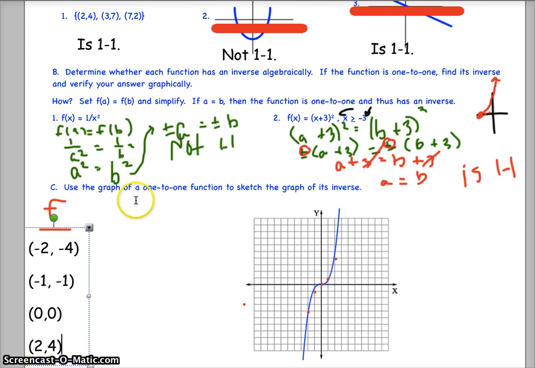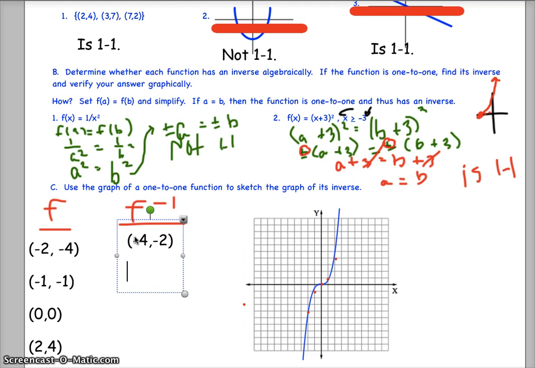How did we learn that we can find the new ordered pairs? What happens to the domain of the function in the inverse, and what happens to the range of the function in the inverse? Recall that the domain becomes the range, and the range becomes the domain. Now, -1, -1 isn't going to look any different. 0, 0 isn't going to look any different. But 2, 4 will become 4, 2. So let's plot these new points.